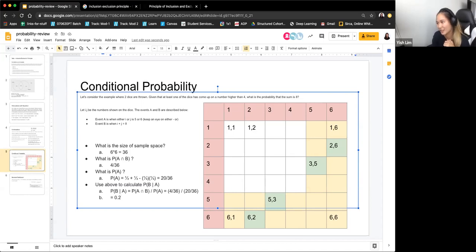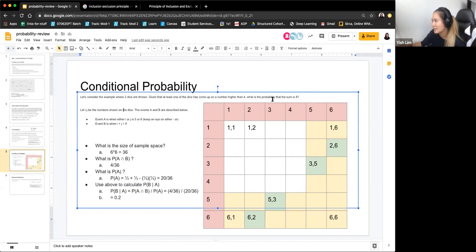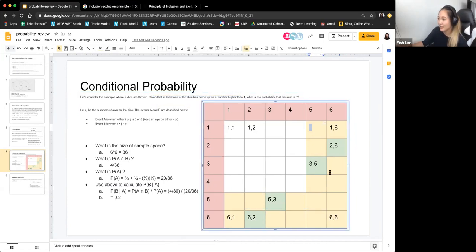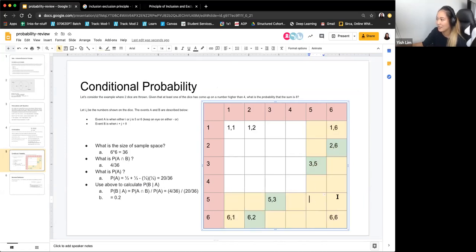For questions like this, especially when your sample space is not too big, I think it's easier to draw a diagram or something more visual. You want the probability that the sum is 8, given that at least one of the dice has come up higher than 4. The yellow part is the denominator, where it's 20 cells. Out of the 20 cells, 4 match the condition that the sum is 8. So it's 4 out of 20, which is 0.2, which is 1 out of 5. Questions on that?